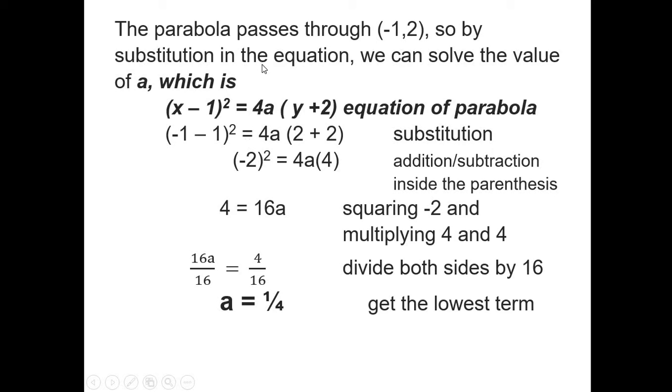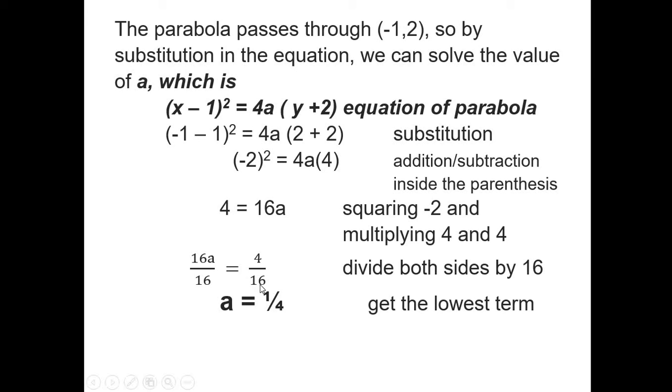So, substitute na natin lahat para ma-solve natin yung a. So, negative 1 minus 1 squared equals 4a times 2 times 2 plus 2. So, negative 1 minus 1 is negative 2 squared. 4a times 4 is 16a. Divide both sides by 16. A is equal to 1/4.